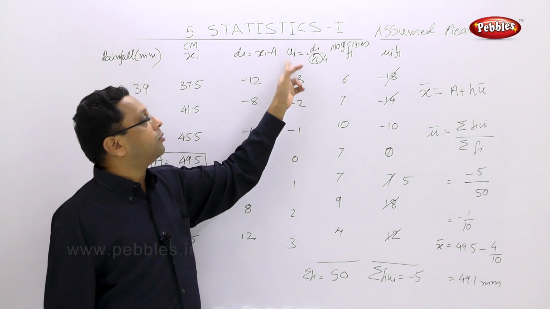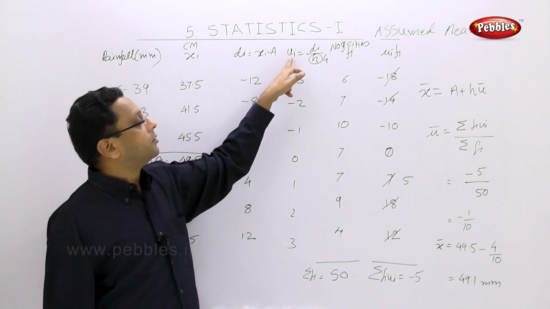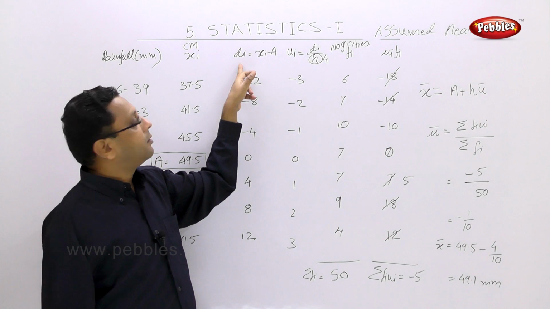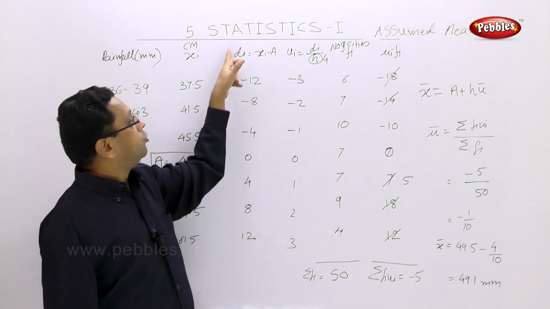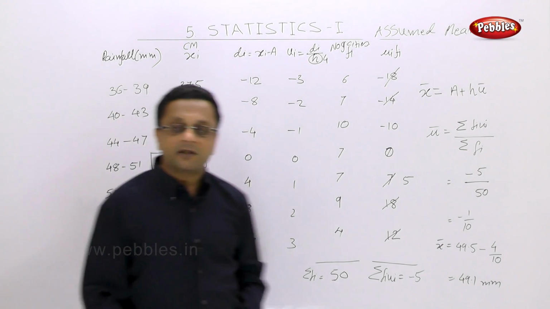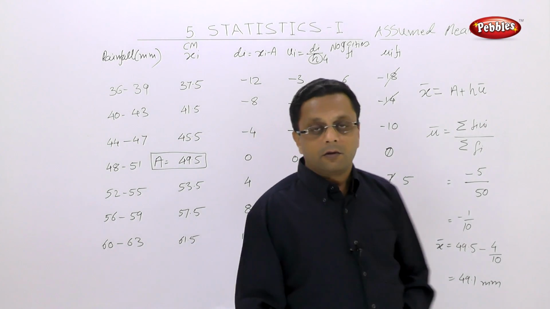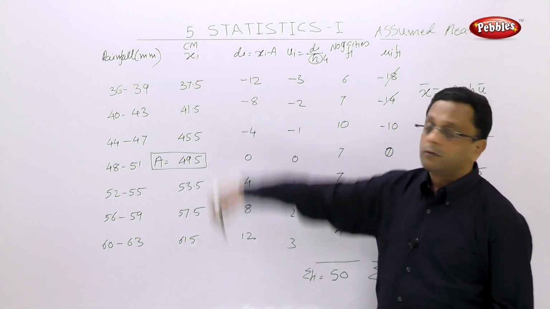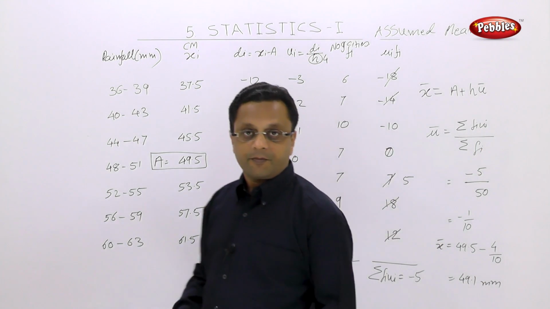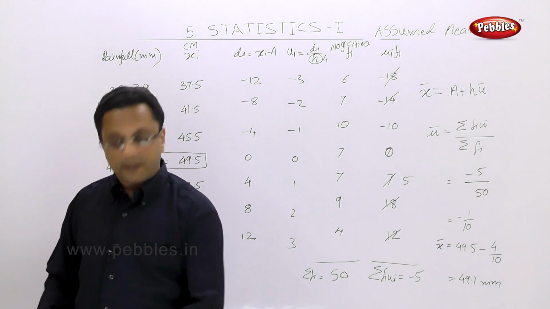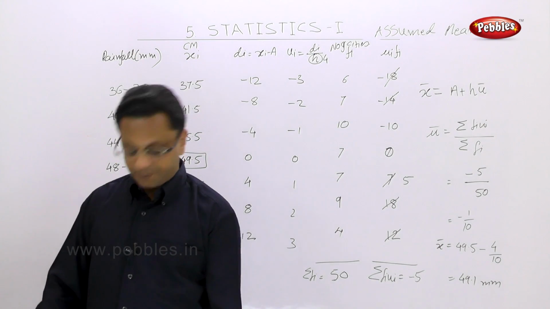So di is equal to, shift this h here, u bar h. d bar is equal to u bar h. And this is subtracted here, shift there, plus a. So u bar h plus a is equal to x bar. Okay, let us see one more example so that this concept will be more clear.